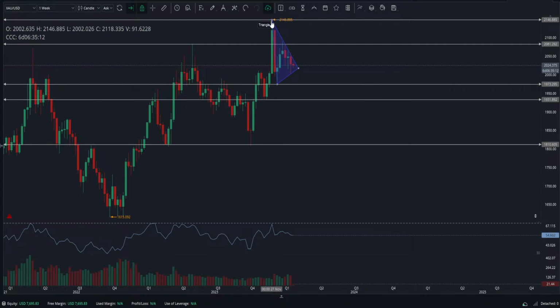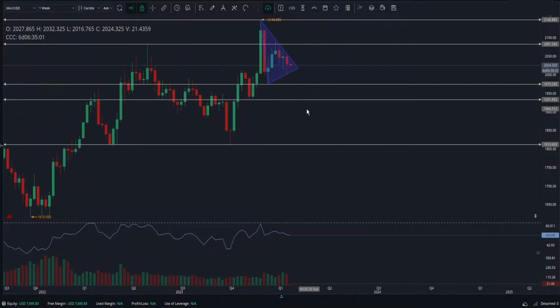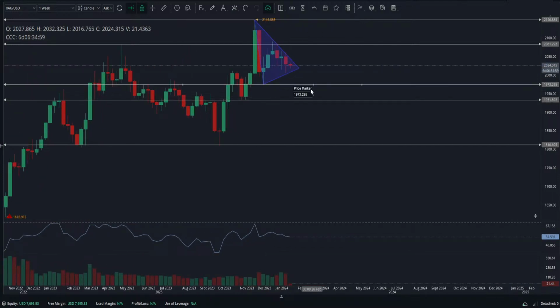The price made a higher high, then a higher low, and a higher high. Now, after making this higher high, the price has not made any higher high or a lower low. The lower low we are looking for is below 1931. It has not made that lower low, and the higher high it has not made above 2146. So this has entered into a consolidation on the weekly.